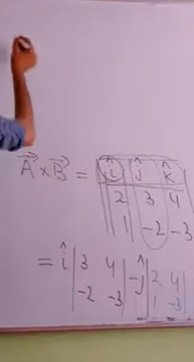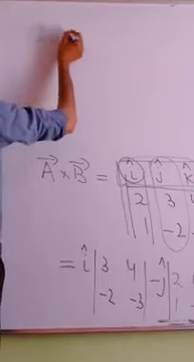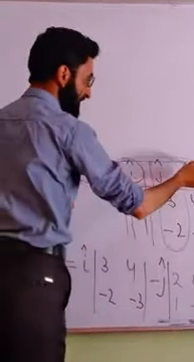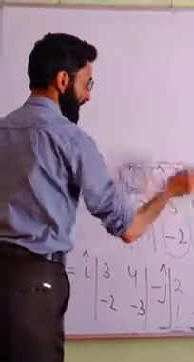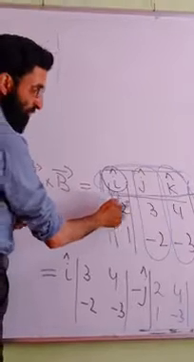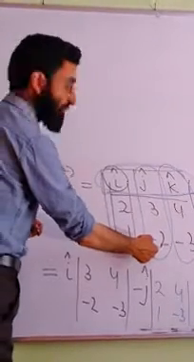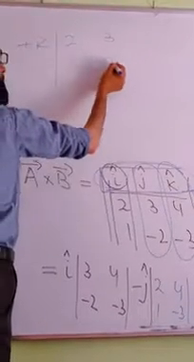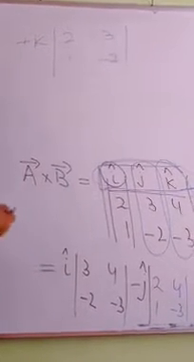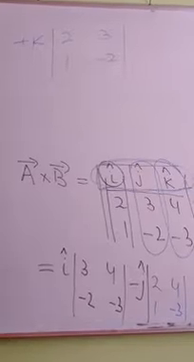We will take plus k cap, and now we will hide this row of k cap and column of k cap. Now what will remain here? 2, 3, 1 and minus 2. Now we have to solve these determinants. How do we solve these determinants?